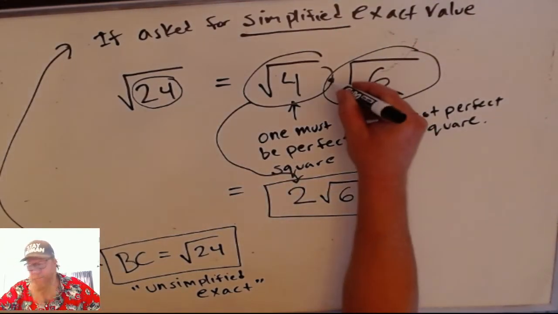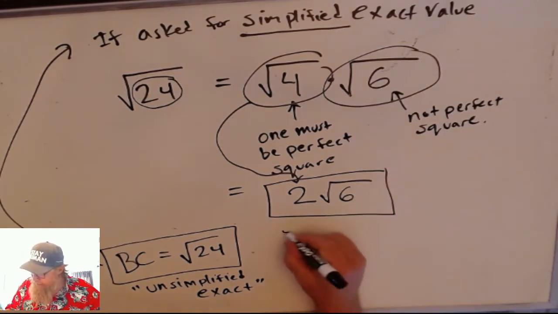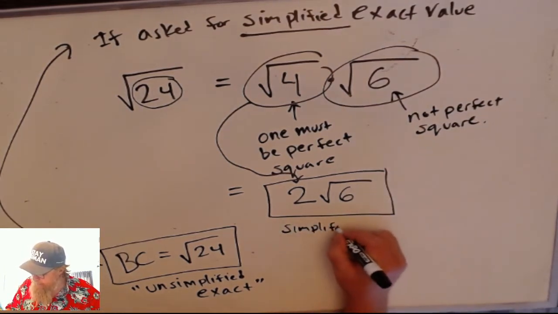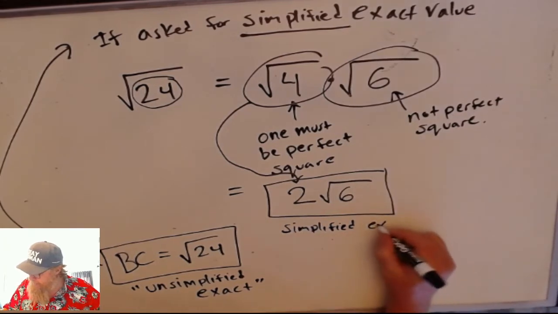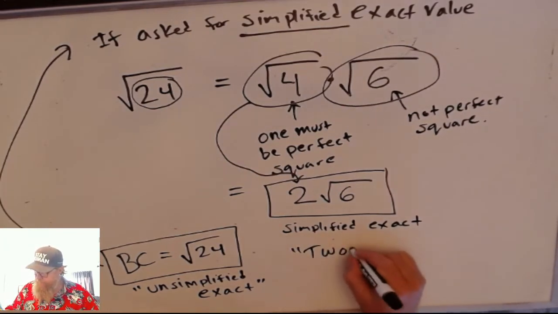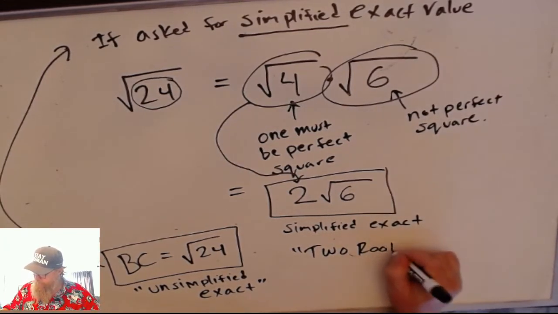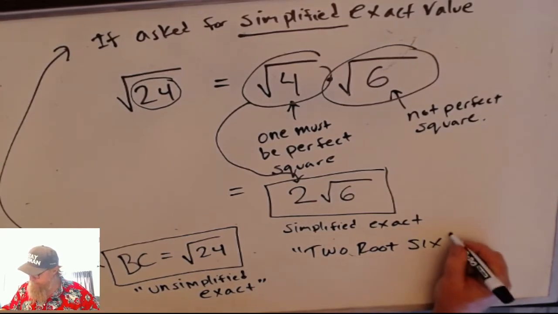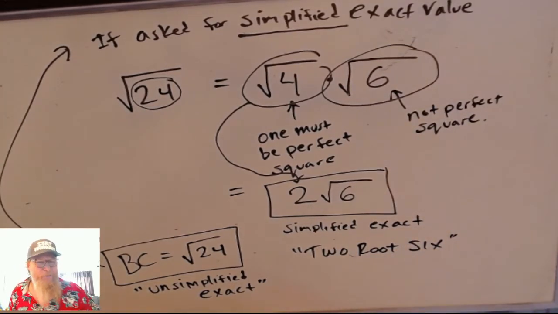We typically don't put the multiplication symbol. This would be simplified and exact: 2 root 6, that's the way we say it. Typically, when we're doing square roots, we just say root. It's a quick way to say the square root. There are other roots that you'll learn about next semester, but in this semester, the only root you need to know is the square root.